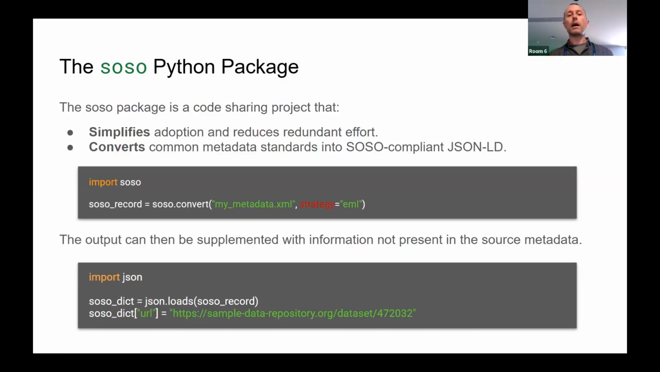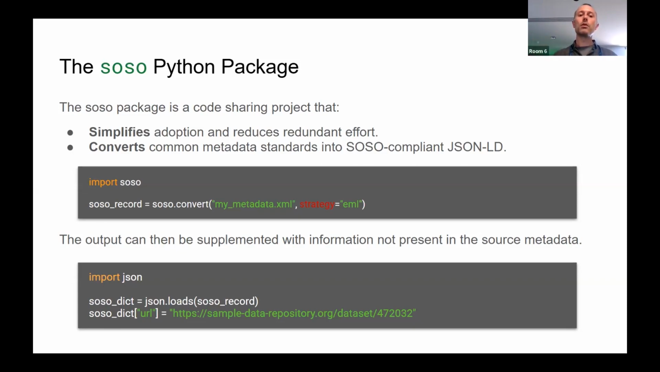The primary functionality of the package is to convert metadata standards into scienceonschema.org. This first code block here, sorry, it's a little bit small. The main function is this convert function. You feed it a metadata record, you specify the conversion strategy that you want to apply to it, and then you get a SOSO record out in return.